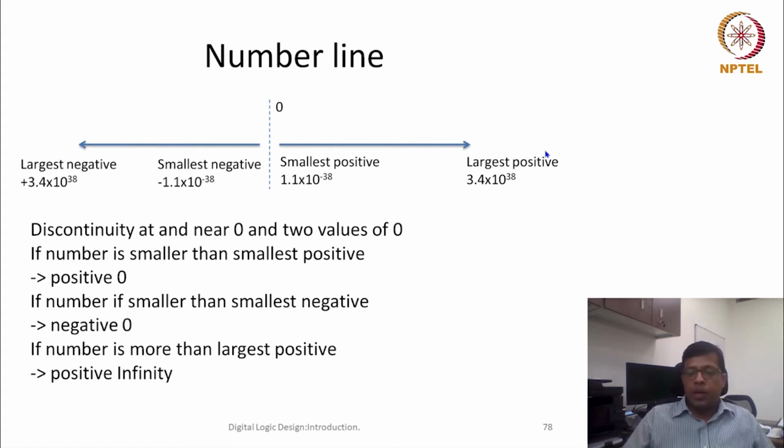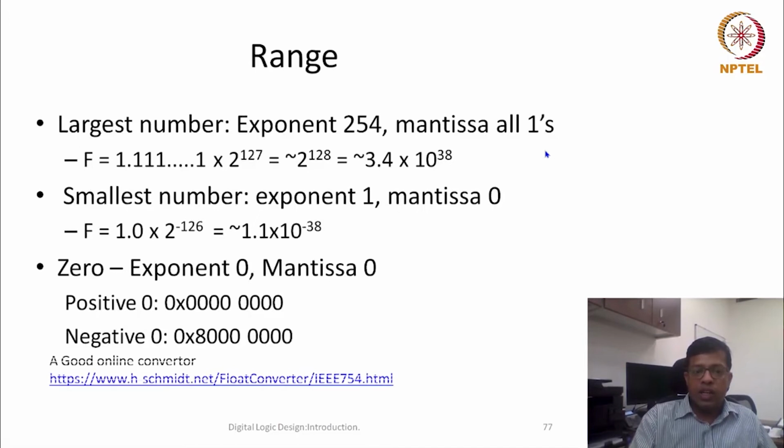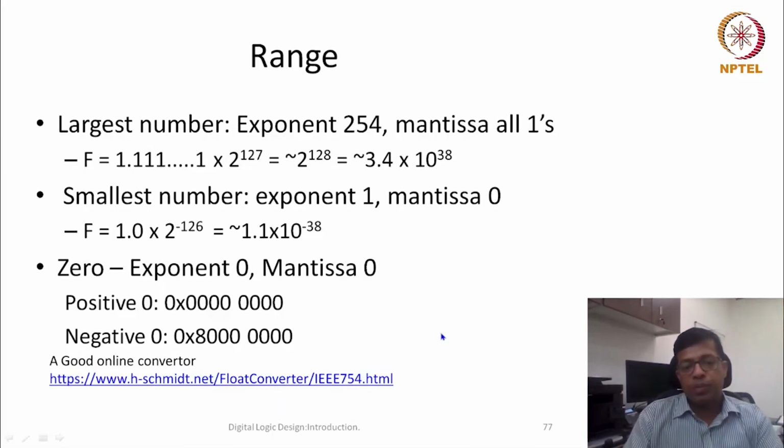Now there is one interesting website which tells a little more interesting facts about this. It is a very nice web browser tool, the h-schmidt.net float converter IEEE 754. This website gives quite good intuitive information on what kind of numbers can be represented, and we can play around a little bit. So I'll give a small demonstration of this website.